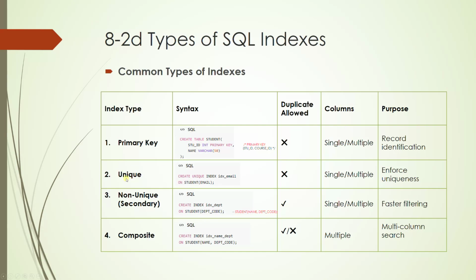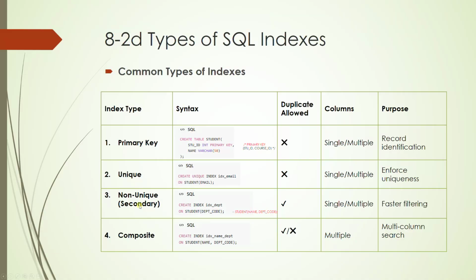But when we use the unique keyword, for example, create unique index, and this is the name of the index, idx_email. If I am creating an attribute for this student, which is student email, then email should be unique. For that, I will create a unique index with the name of the index on the student table. And when it is unique, no duplicate record could be inserted. Another thing is that it could also be applied on single or multiple columns.